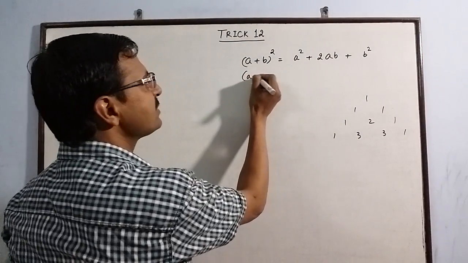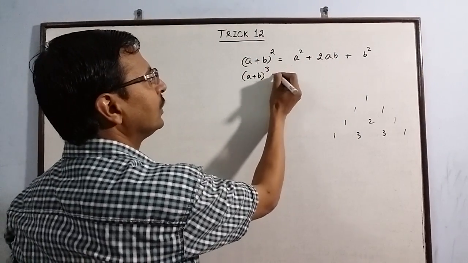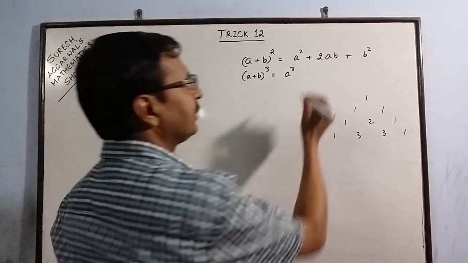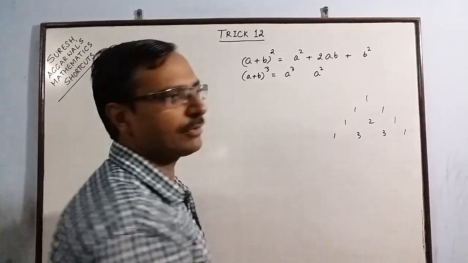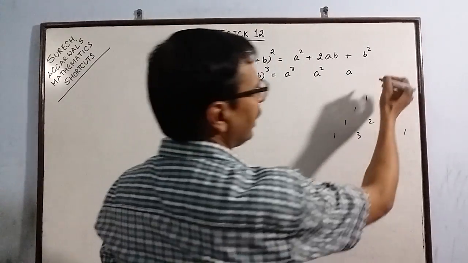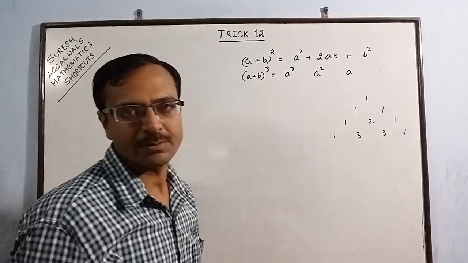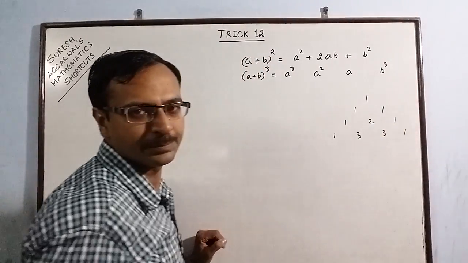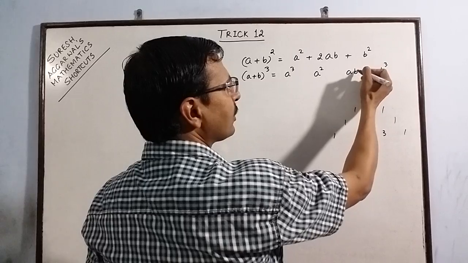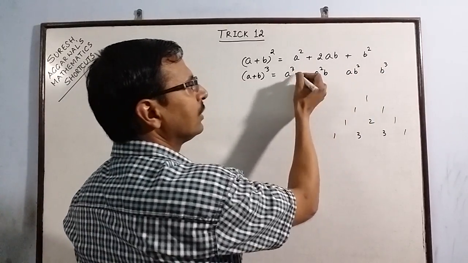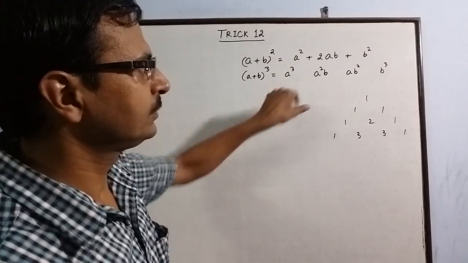Similarly, if you have (a + b) whole cube, then we start from a cube because the highest power is 3. Then reduce the power of a by 1 further, and a vanishes in the last term. b cube starts from the last term and the power goes on decreasing as we move towards the left. There is no b in the first term.